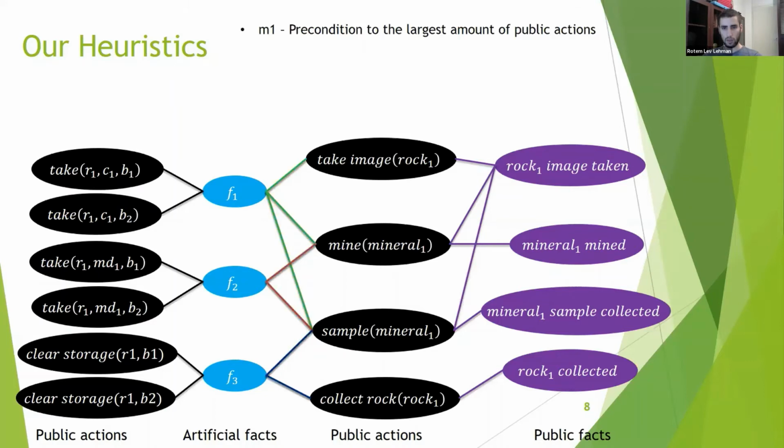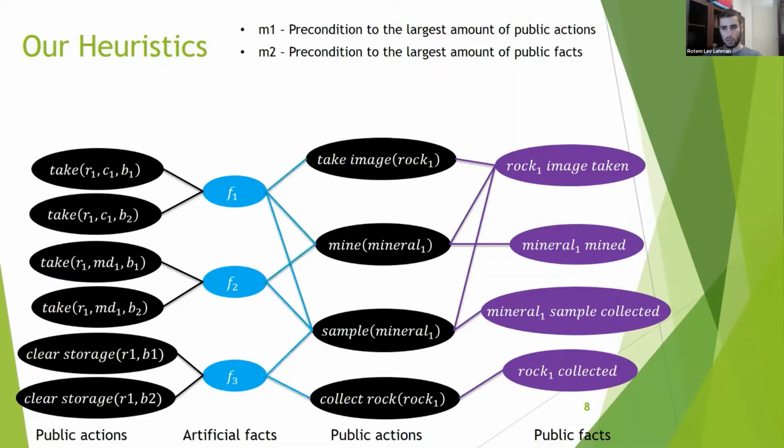Our first heuristic, which we denote M1, publishes artificial effects that are used as a precondition in as many public actions as possible. As you can see, M1 would choose to publish F1, as it is a precondition to 3 public actions, while F2 and F3 are preconditions to only 2 public actions.